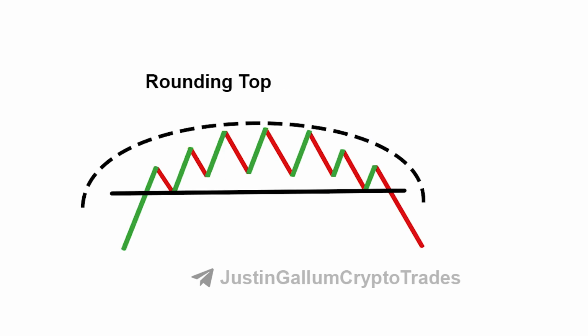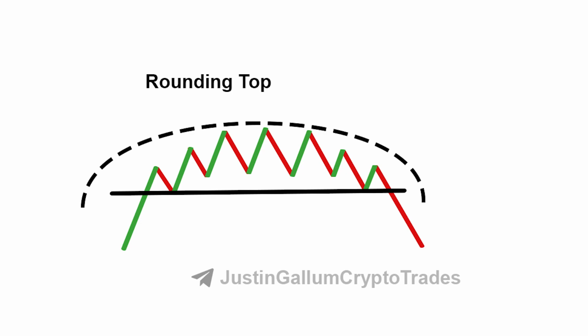The rounding top is a pattern that occurs during an uptrend. It is formed by a series of higher highs and higher lows that gradually lose momentum, resulting in a round-shaped top. The pattern is confirmed when the price breaks below support, which is the lowest point of the rounding top. Traders often use this pattern to identify a potential trend reversal from bullish to bearish.